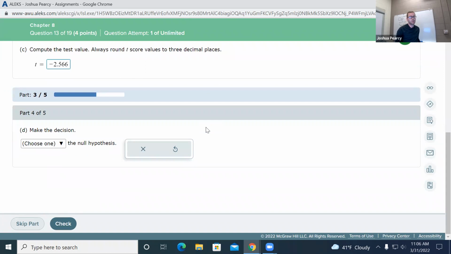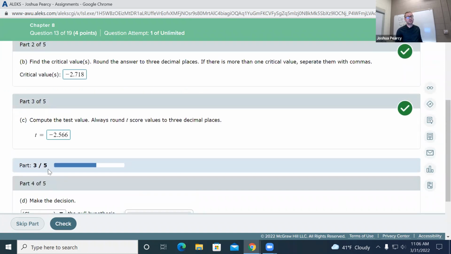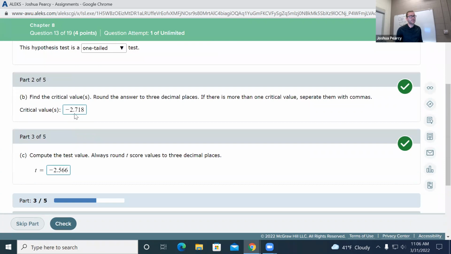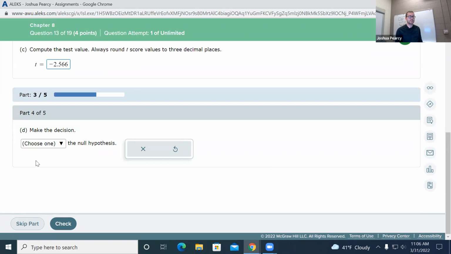Then part 4, make the decisions. So compare the critical value and the test statistic you got. If it's a left-tailed test, which it is in this case, you reject the null hypothesis if you get a test statistic less than the critical value. Is negative 2.566 less than that? No. So then do not reject.